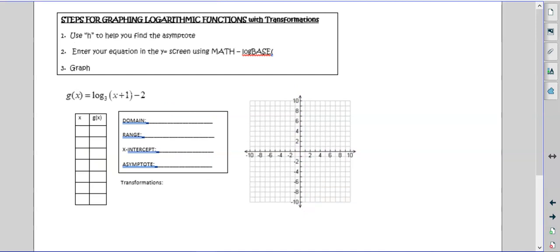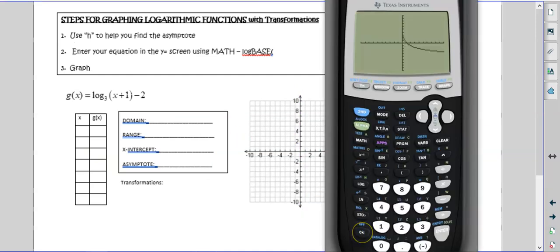Okay, here we go. I'm going to put this one in. Now, I want to show you something interesting about the calculator. It's kind of a fault of the calculator. So on this one, we're going to go math, and we're going to go log base again, and we're going to put log base 3, and we're going to put x plus 1, come outside, and put minus 2. Not plus, minus 2. Now watch what happens when I graph it.